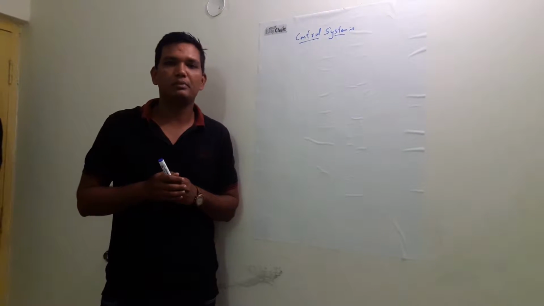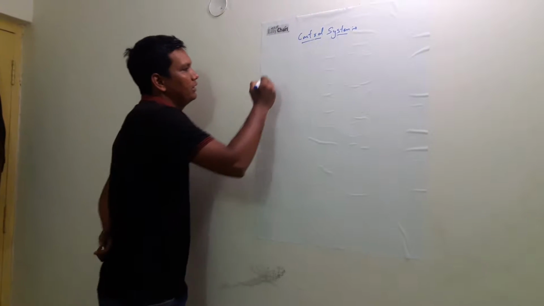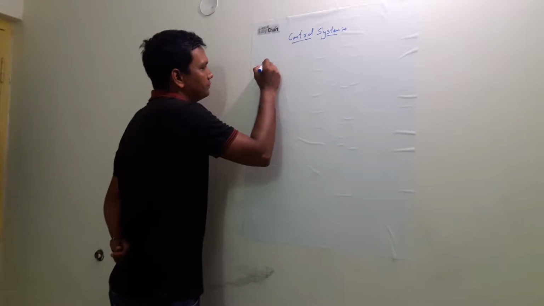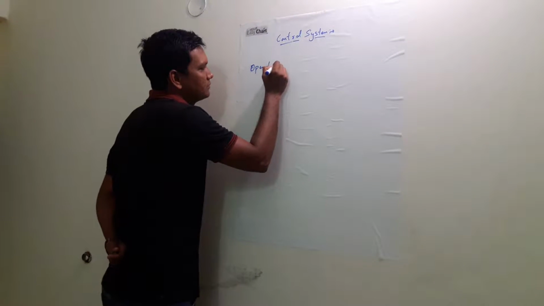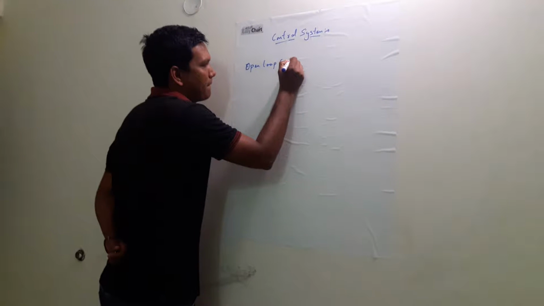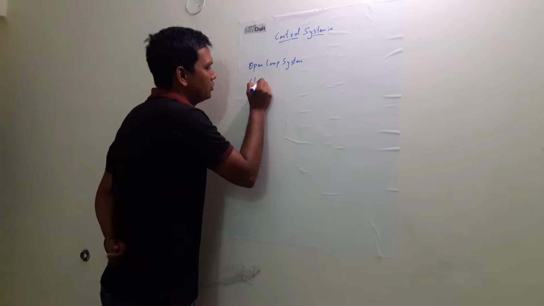Now let's say there are different kinds of systems. We call them open loop systems and closed loop systems.